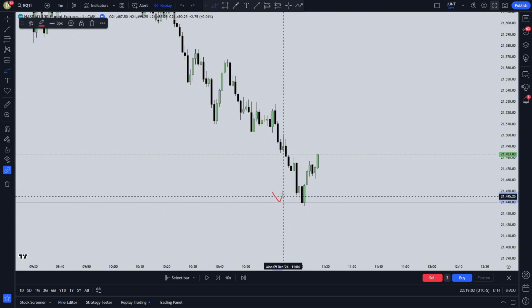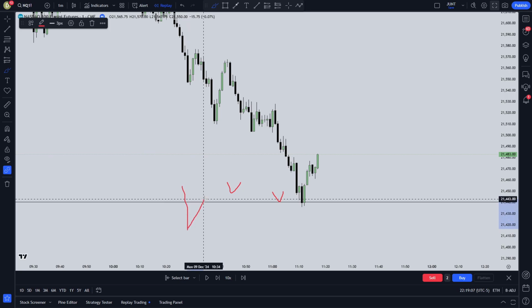We cannot see price tap the level. We can't see it go close to the level. We have to see a full dip under it and then a move up.